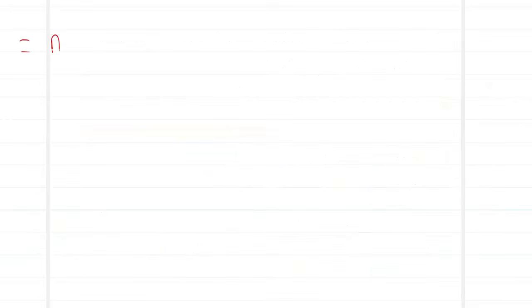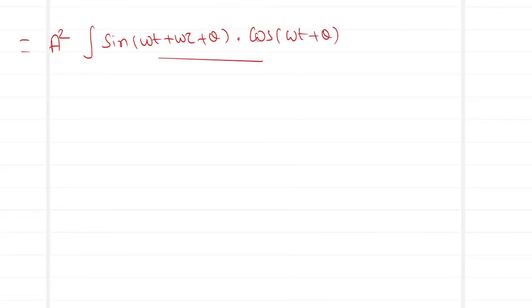Now let us apply this property to this expectation, in which case we have this equal to A square. The expectation now gets replaced with the integration of sin(omega t plus omega tau plus theta) into cos(omega t plus theta). So this is going to be my g of theta, which is already given as an input. This has to be multiplied with f of theta, which is 1 divided by 2 pi, and the integration has to be carried out with respect to theta, with theta varying from 0 to 2 pi. So this is the value which has to be integrated.